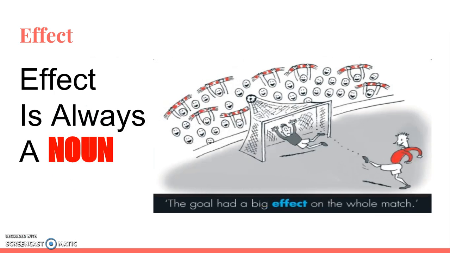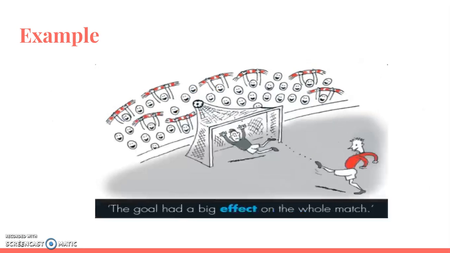Effect is a noun. It means the result or impact of something, or an outcome. In writing, effect is always a noun. It's used to tell the outcome or impact of an action. The image shows a soccer player scoring a goal and a crowd cheering him on. The caption tells us that the goal had a big effect on the whole match. The effect in the caption is being used as a noun. It tells us that the effect or outcome of the goal was big for the whole match.